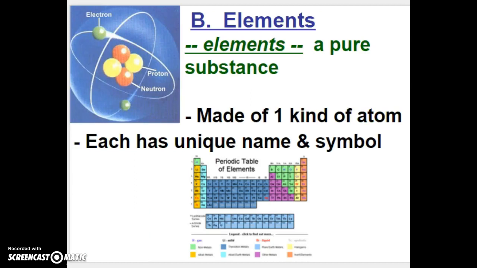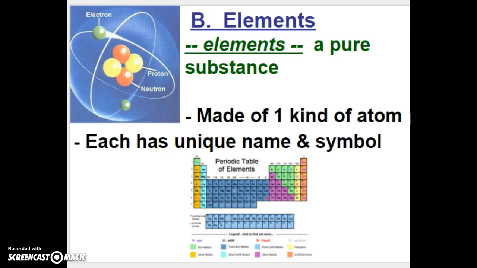Elements are a pure substance. They are made of only one kind of atom. Every element has a unique name and symbol, and you can find those, of course, on the periodic table of elements. Some of the names match the symbols. For example, oxygen is O, which makes sense.